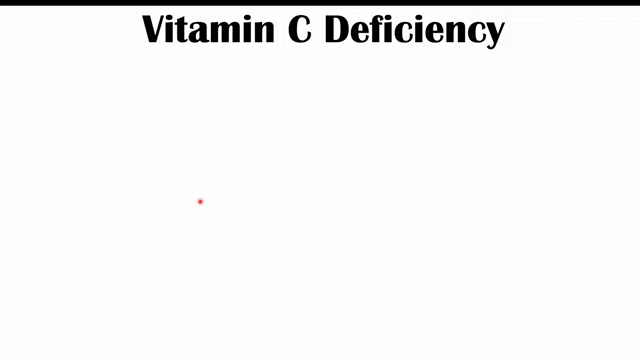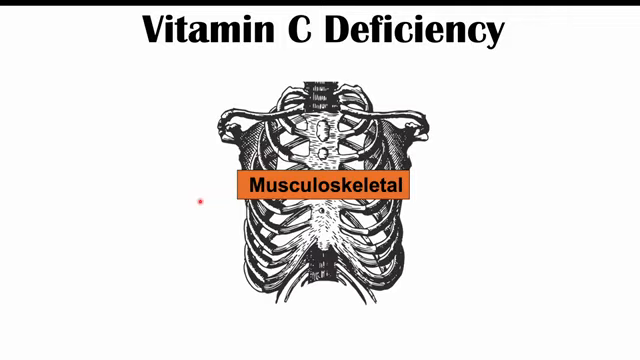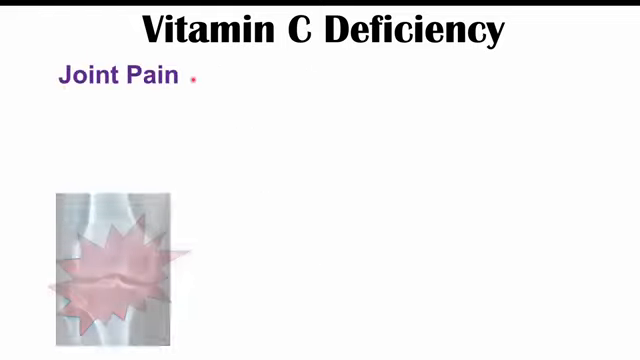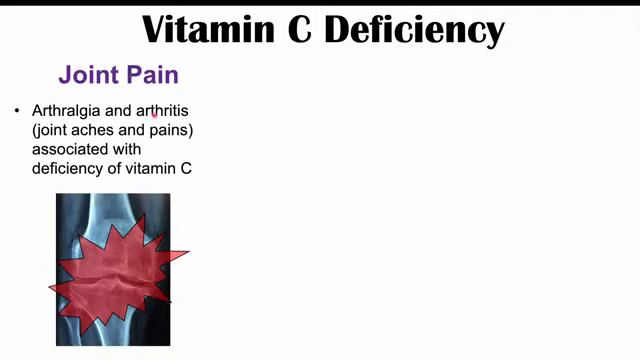So the next category of signs and symptoms that can occur is musculoskeletal, so involving the muscles and the bones. So we can see joint pain in some cases of vitamin C deficiency. So arthralgia and arthritis. Arthralgia is a term for joint pain. Arthritis is a term for joint inflammation. So we can see patients who have vitamin C deficiency having joint aches and pains. And again, this is associated with a deficiency of vitamin C.